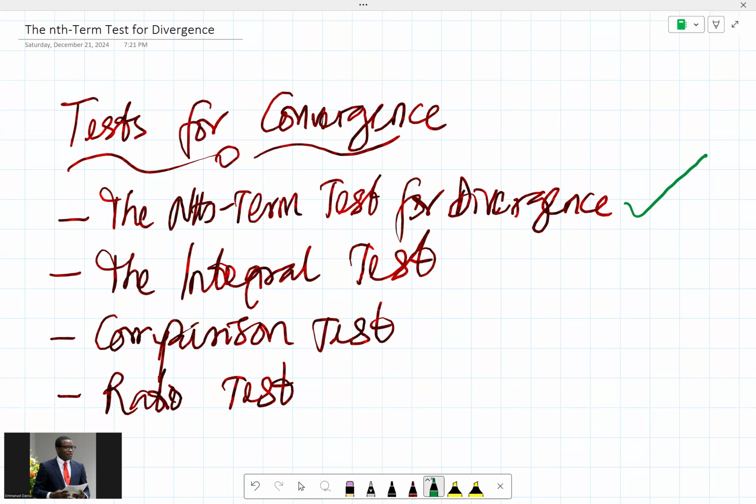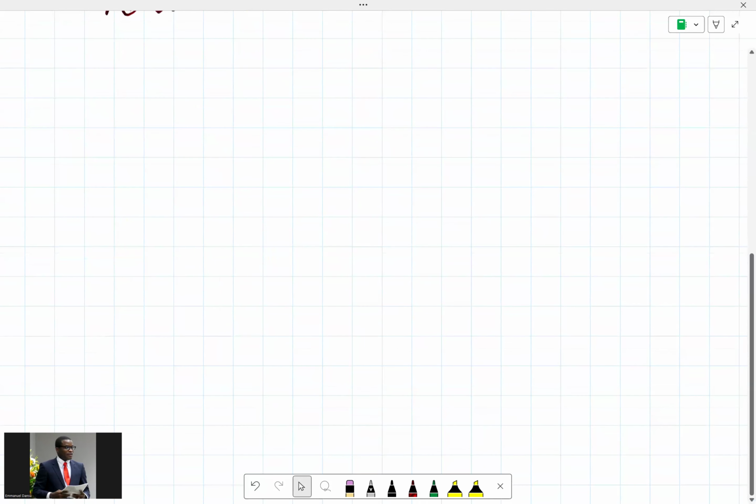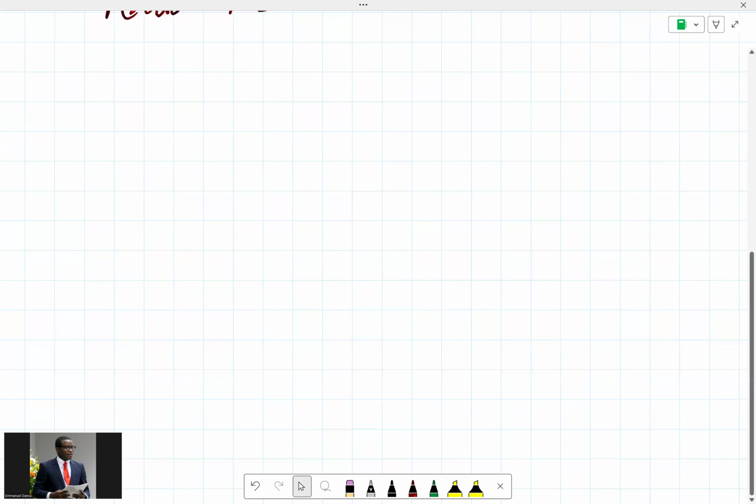In the previous video, I talked about infinite series, and we saw partial sums and how to visualize them. In this video, I'll be talking about tests for convergence, with the first being the nth-term test for divergence. So let's dive into that right away.